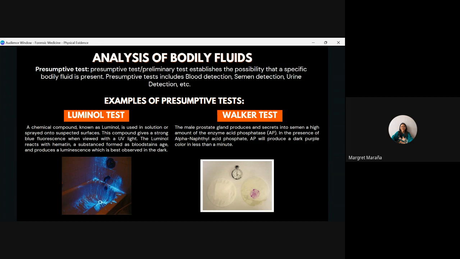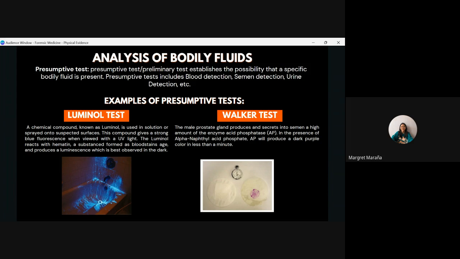Yung means of establish niya is by identifying and using different types of tests. Kaya nga siya tinawag na presumptive test. For example, sa isang crime scene, para ma-determine kung may presence of bodily fluids, ay nagamit sila ng katulad itong blood detection, itong luminol test na nasa slide natin, semen detection, katulad itong Walker test, kung may mga bodily fluids nga ba. And ito na nga, I-explain ko na, ang actual example nito is itong luminol test.